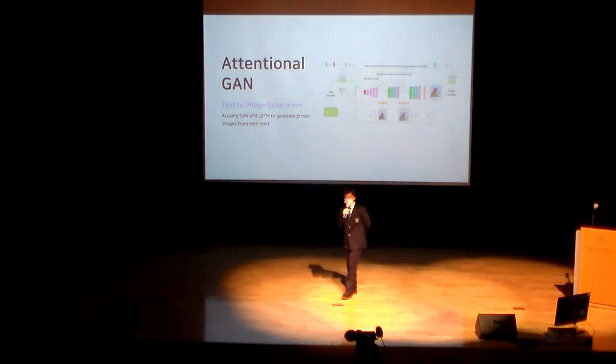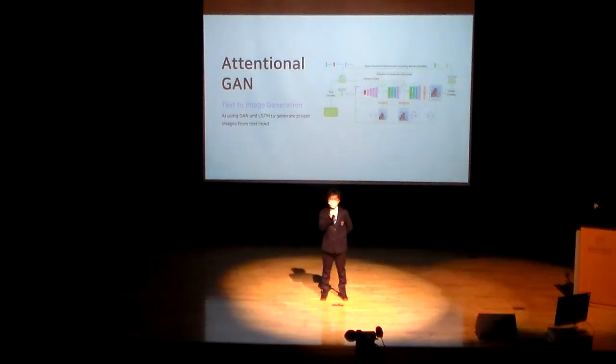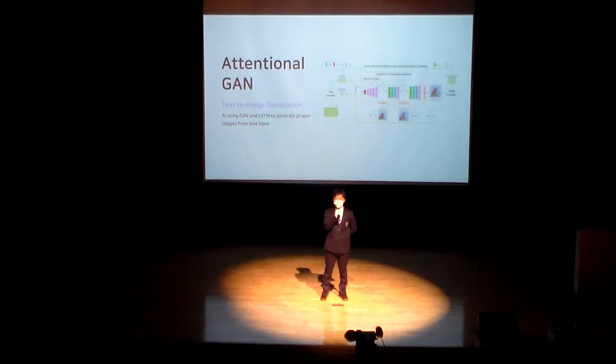Attentional generative network is a text-to-image generation model using RNN and GAN. As I mentioned before, the text embedding or sentence embedding goes into the input of attentional GAN. The uniqueness of attentional GAN is that it takes the attention result of the word embedding and the hidden state vector of the CNN as an input. The researchers found that attention works well on image generation.